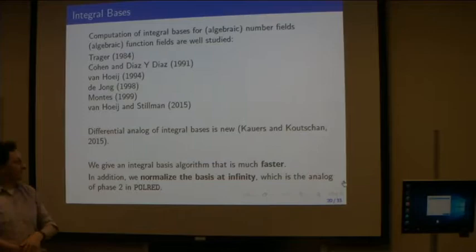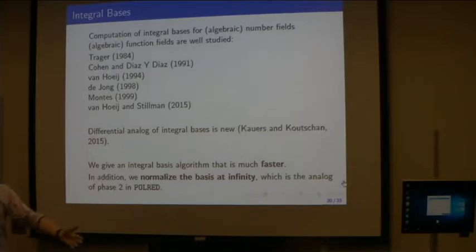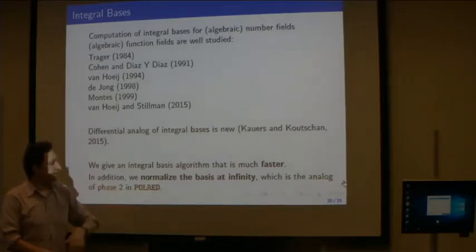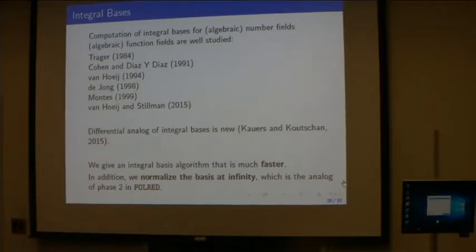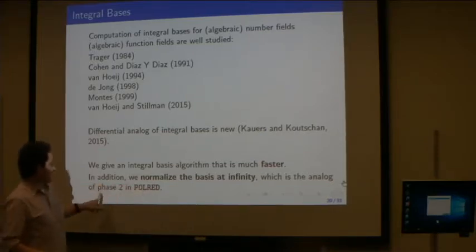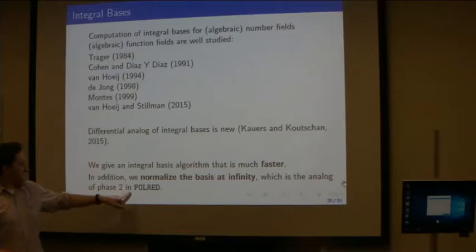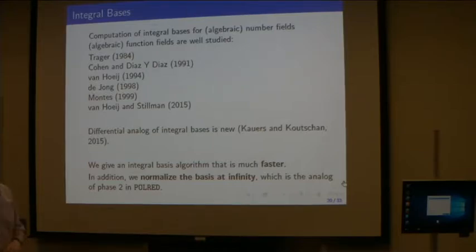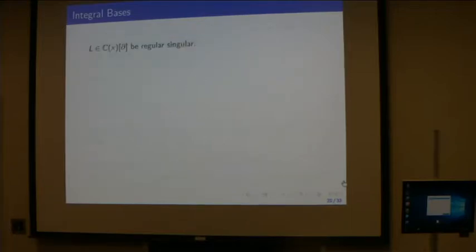In addition, we will normalize the basis at infinity. So this algorithm will first compute a global integral basis, but then we also need to think about the point at infinity. This corresponds to the second step of the polynomial algorithm. Now let me define this integral basis here, then I will talk about the algorithm.